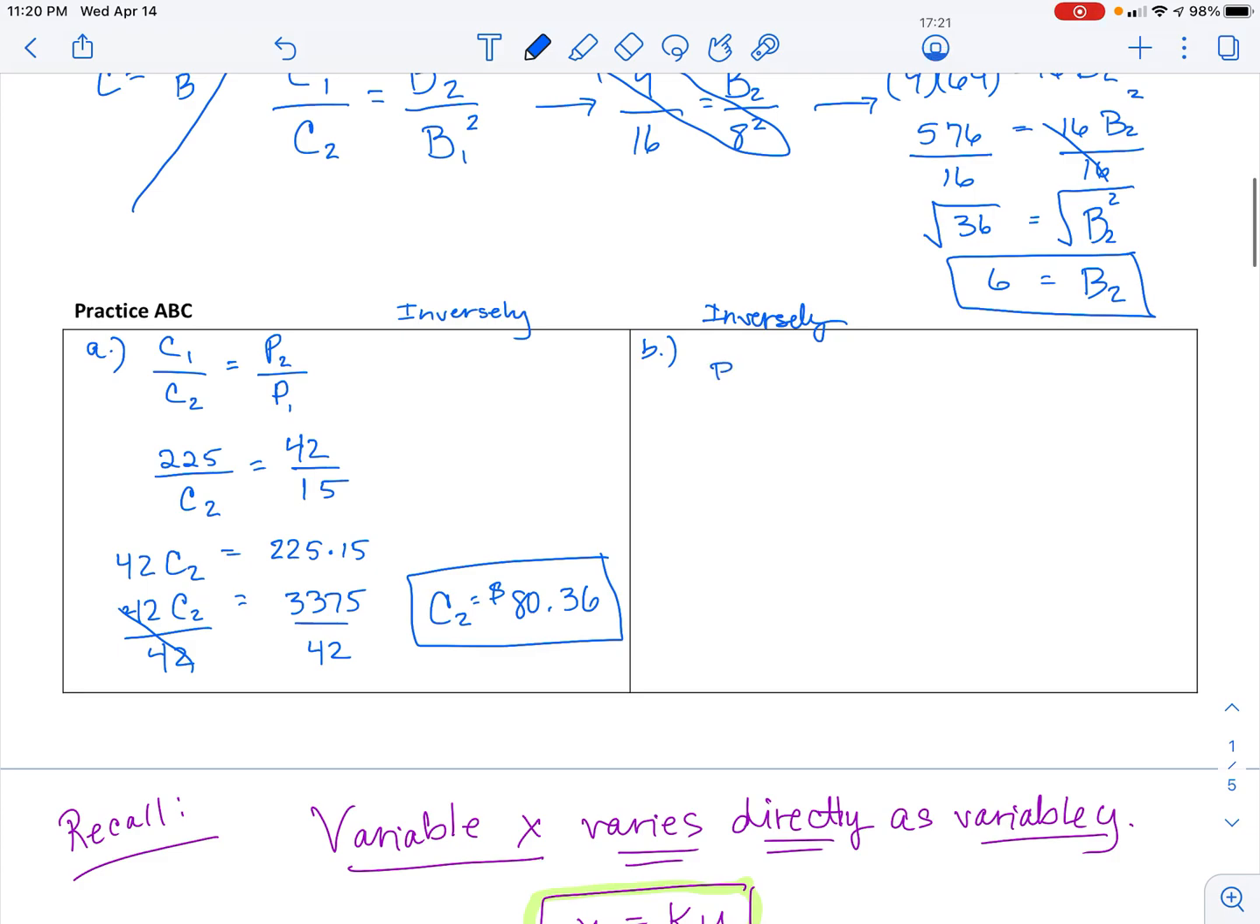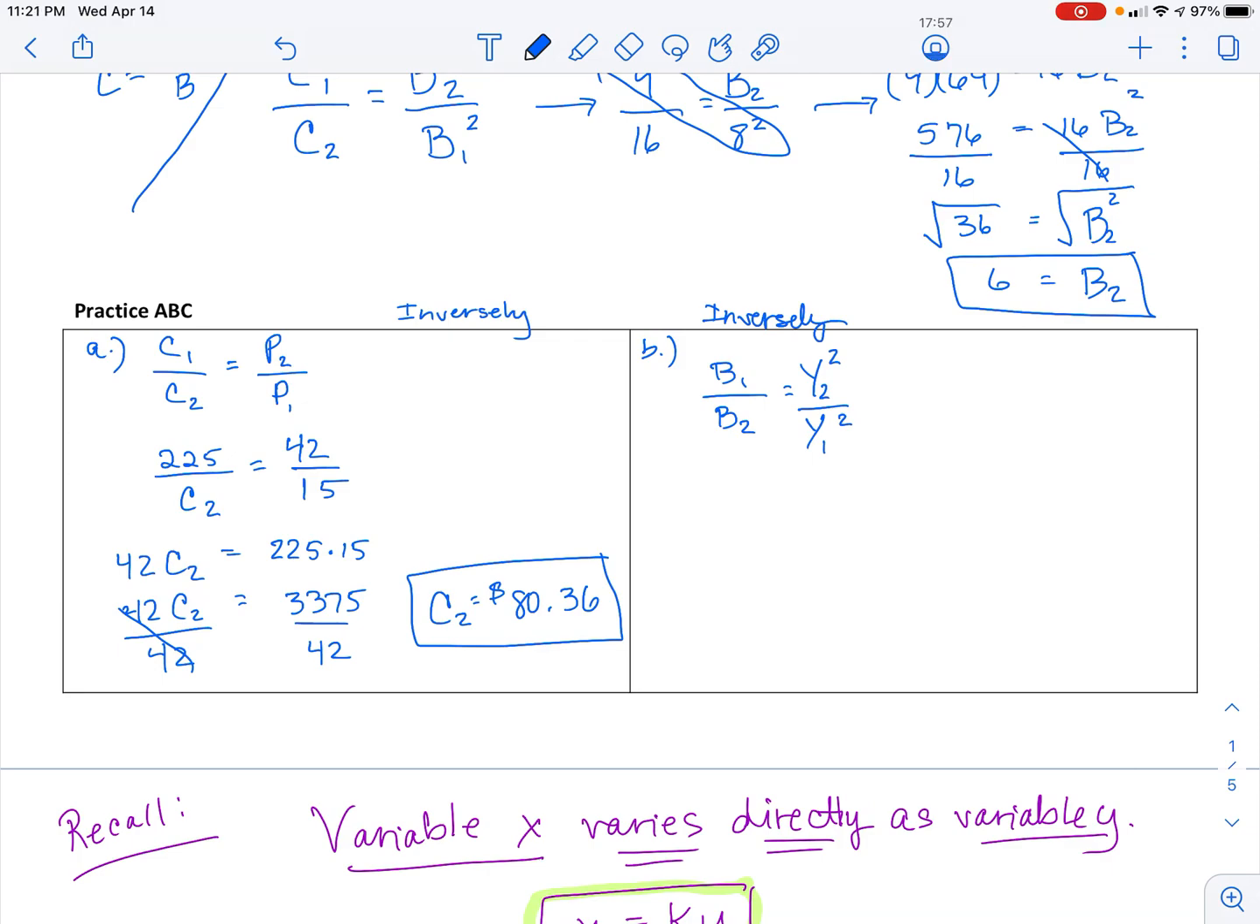Alrighty, so we're going to have our blues, B1 and B2. And on the other side, we're going to flip it. So it's going to be yellows 2, but then it's going to be raised to the second power. And yellow 1 is going to be raised to the second power. Okay, let's fill that in. Let's go back to the problem.